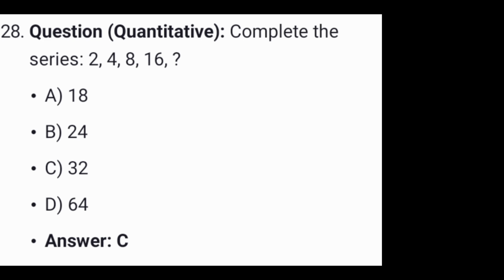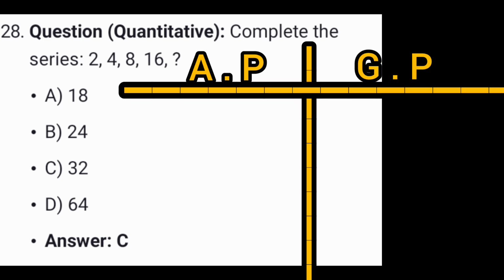And let's look at the last question, which is question number 28. Complete the series. In series, we have AP and GP, arithmetic progression and geometric progression. We are given 2, 4, 8, and 16. They ask what is the next number.